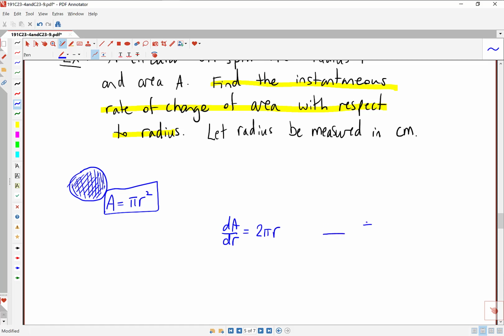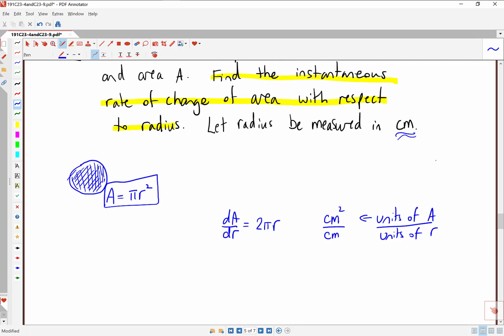So on top, we're supposed to have the units of our area, and then on the bottom, we're supposed to have units of radius. Okay, we're told in the question that the radius is going to be measured in centimeters. So given that radius is in centimeters, area is then going to be in centimeters squared. So our units are going to be centimeters squared per centimeter. All right, now sometimes people will ask, well, should I just cancel centimeters and reduce this to just centimeters? And I would say it's better not to, because let's think about the physical interpretation.